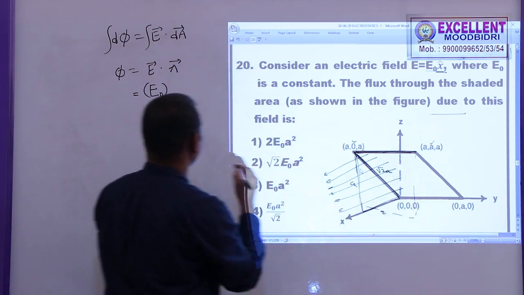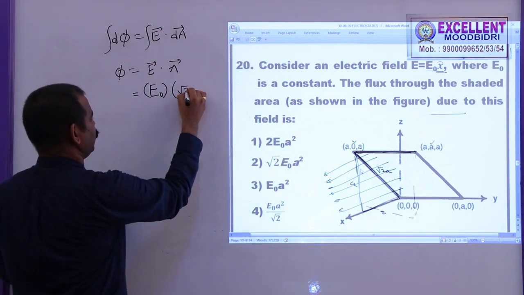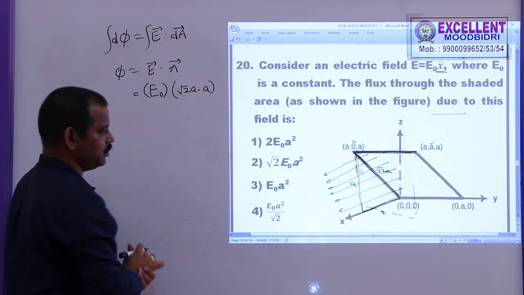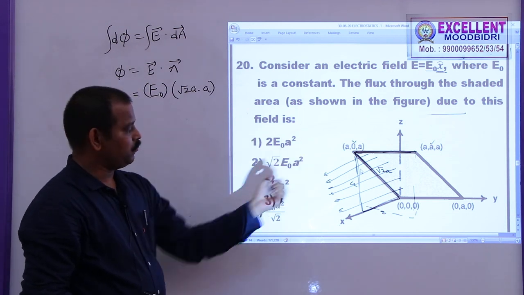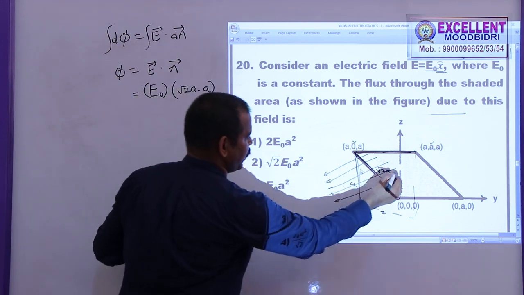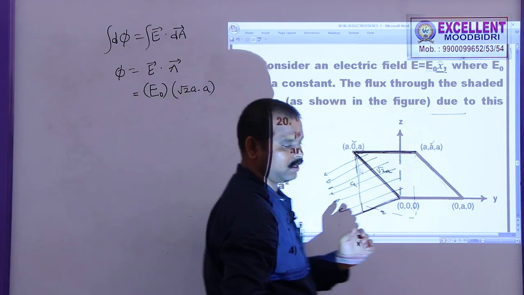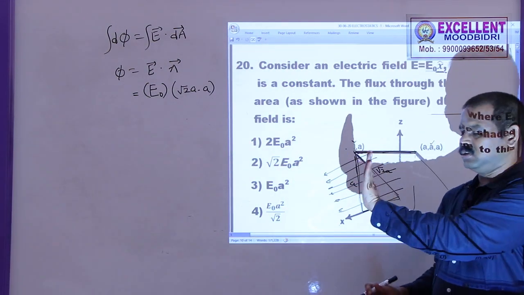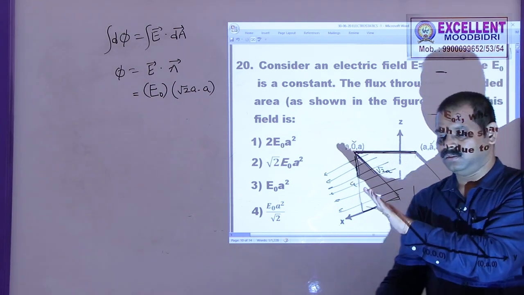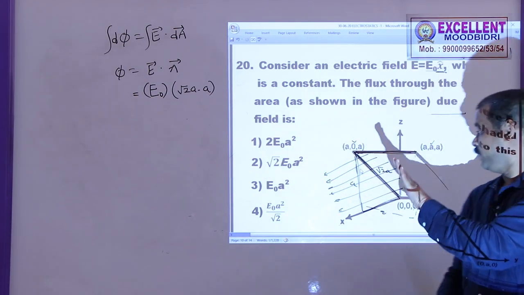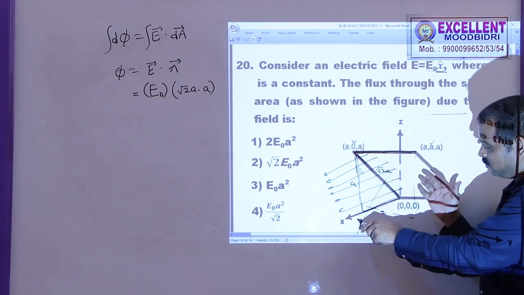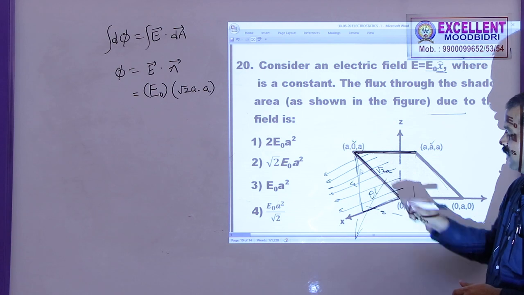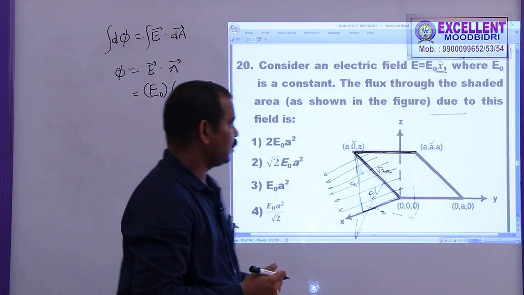So what is the area of this one? Area is equal to root 2A into A, that is the area through which this flux is passing, into the angle between the field and the area vector. If you draw the area vector for this, as it is inclined in this direction, the area vector will be perpendicular to it. We need to take this angle, and we can find it as follows.